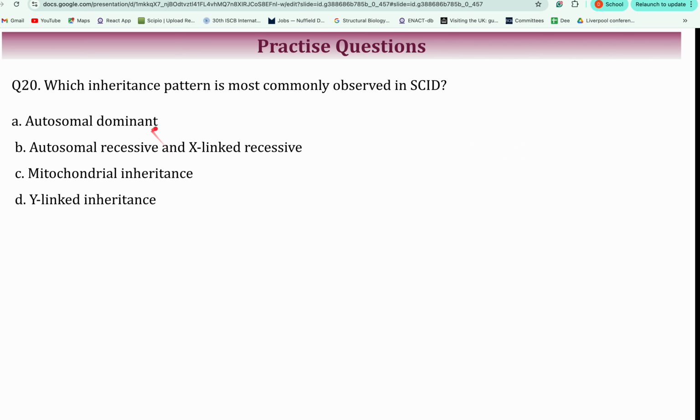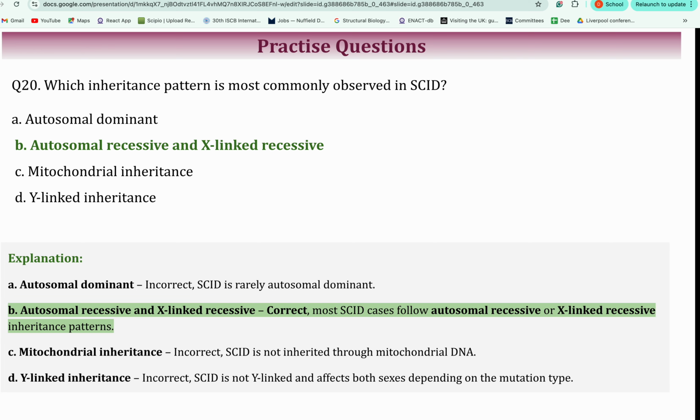Next question is which inheritance pattern is most commonly observed in SCID? Option A autosomal dominant, option B autosomal recessive and X-linked recessive, option C mitochondrial inheritance, and option D is Y-linked inheritance. Okay, so this is also the easiest question and this is quite straightforward. I don't think we need explanation for this. Okay, so the right answer is option B and it is self-explanatory. We have already discussed it.